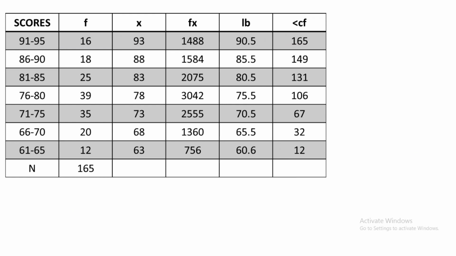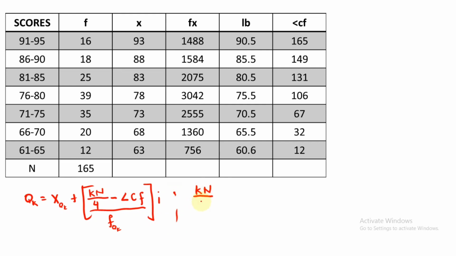Okay. Next, we will solve for the quartile. So quartile, the same process, but the formula for quartile is this. Q sub K equals the lower boundary of the quartile class plus Kn over, from the word itself, quart, so that is over 4, subtract less than cumulative frequency, times the interval over frequency of the quartile class. The same process. First, we need to solve for k times n over 4.